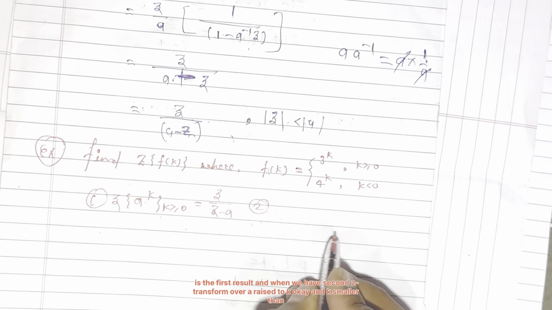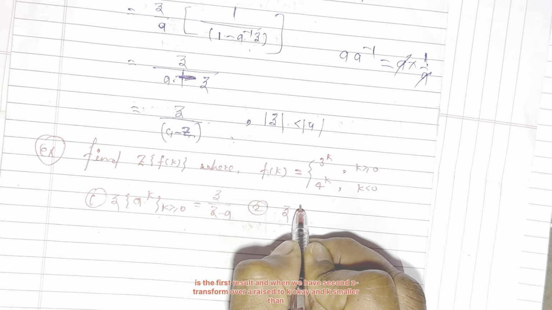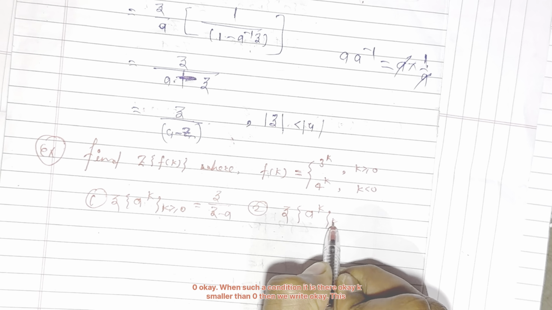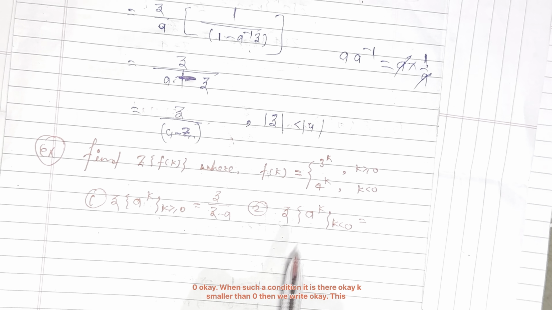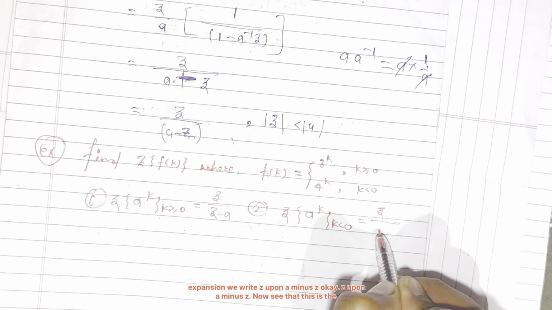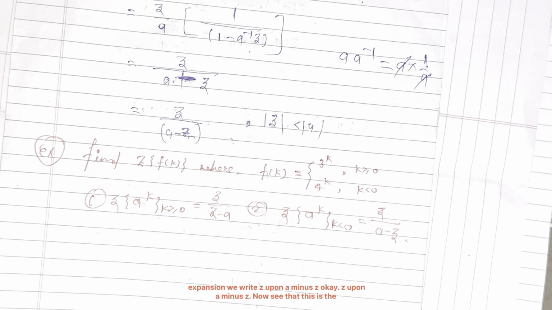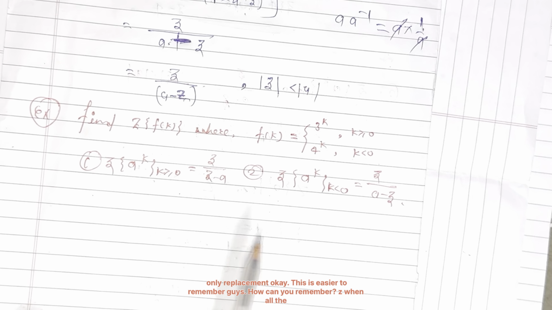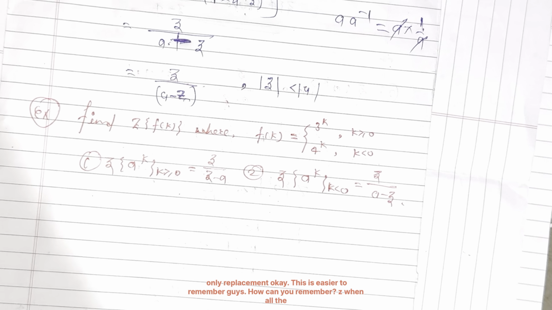This one is the first result. And when we have the second Z transform, over a raised to k with k smaller than 0, when such a condition is there, then we write this expansion as Z upon a minus Z. Now see that this is only a replacement. It's easier to remember, guys.